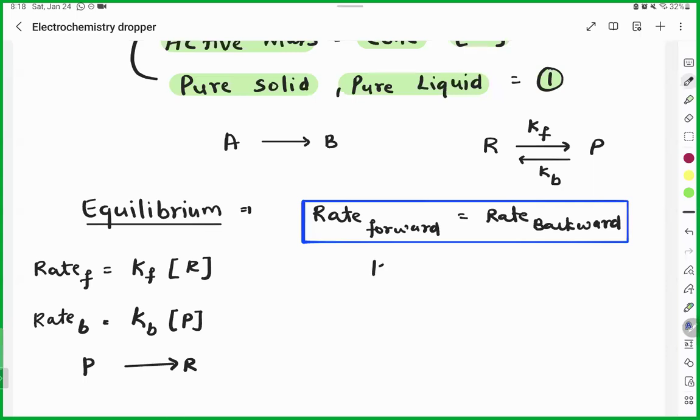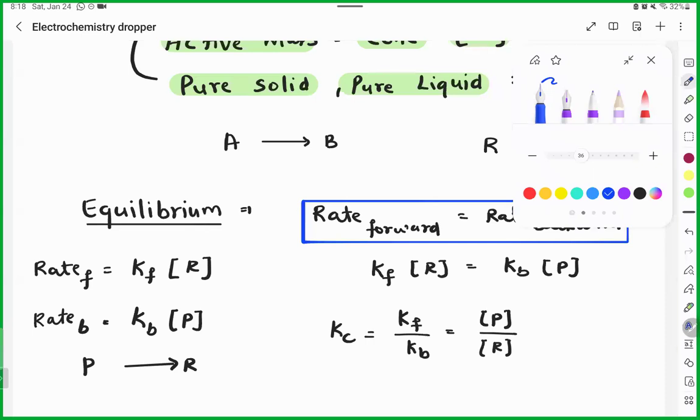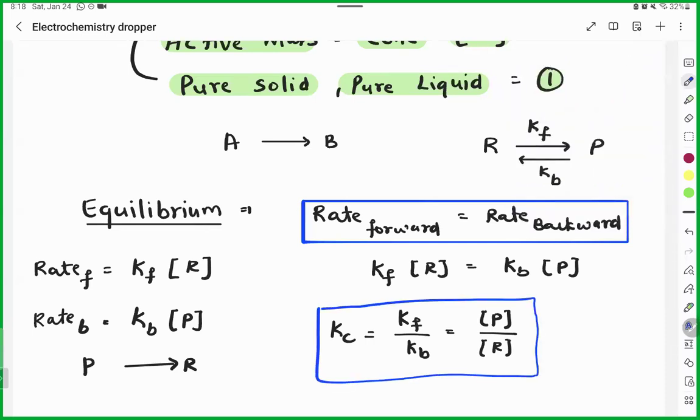It means your Kf times R will be equal to Kb times P. So Kf by Kb will be equal to product by reactant. And this is equal to Kc, the equilibrium constant for concentration. Kc will be equal to Kf by Kb equal to product by reactant. Understood? And that's why for this Nernst equation, instead of your product by reactant, what can you write, Jordan?